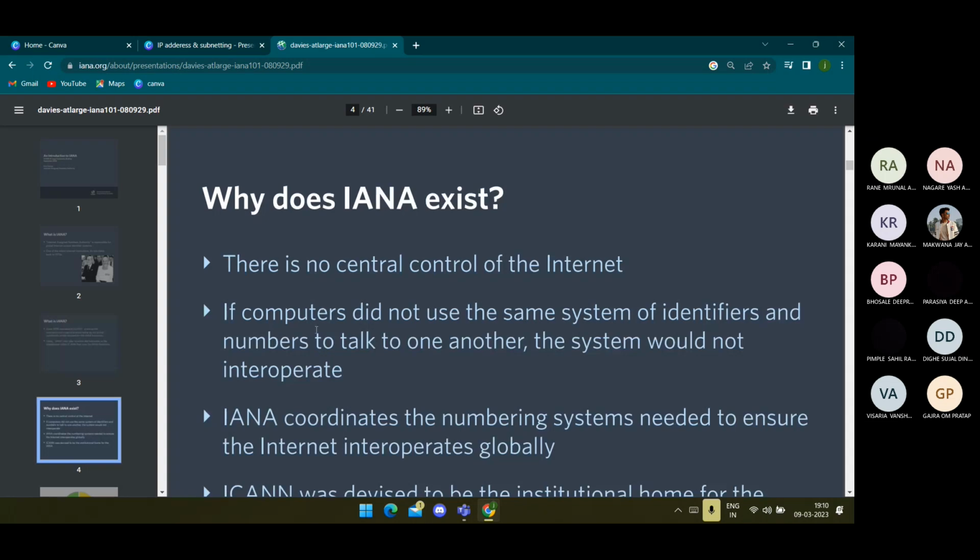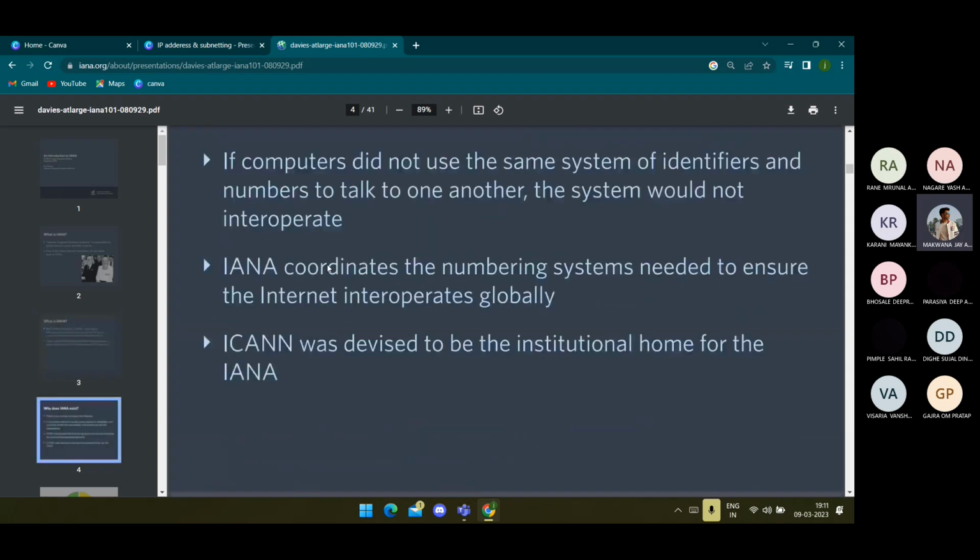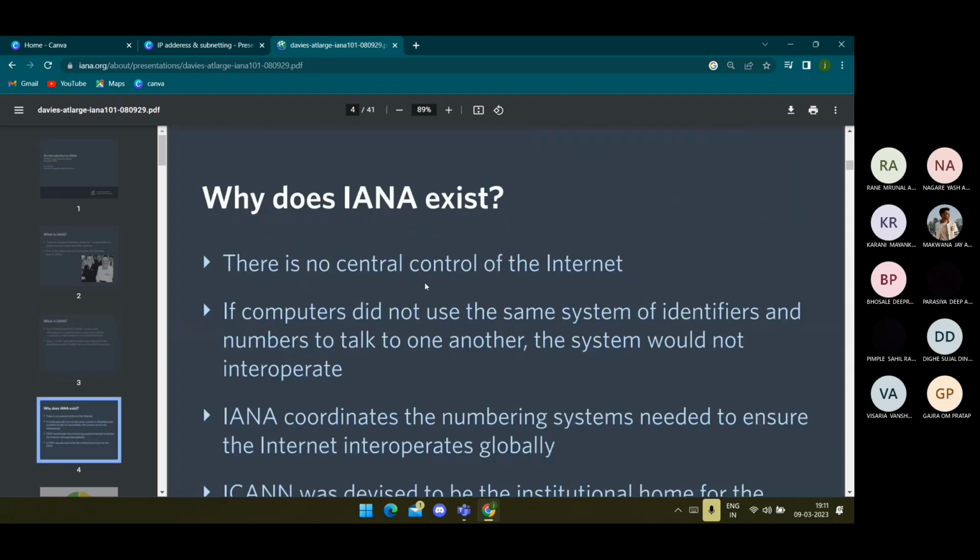And why does IANA exist? There is no central control of the internet, right? And IANA is not based out of one central location. Suppose this IANA is in India. So we can provide the IP address to a citizen of America by sitting in India, right? So IANA is further divided into sub-domains, which are called regional registries. We will see that.